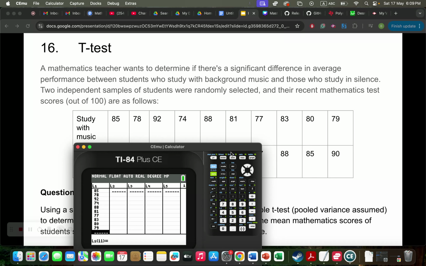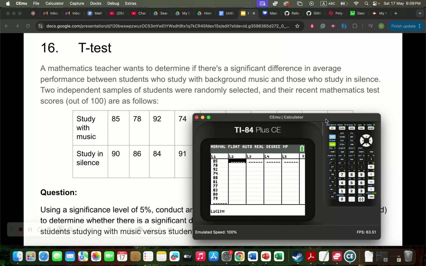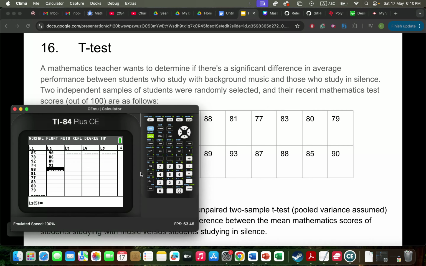Then I'll put the studying in silence. We're going to put in the data as well. So it's 90, 86, 84, 91, 89, 93, 87, 88, 85, and 90.